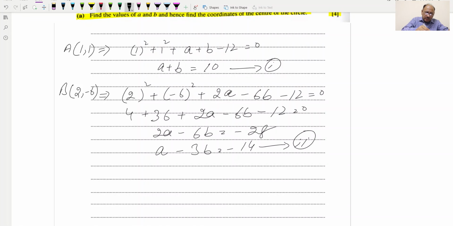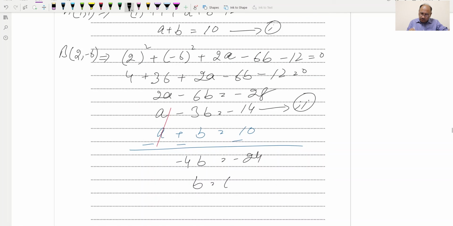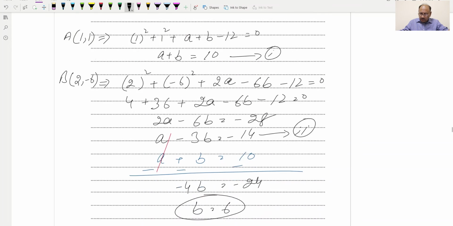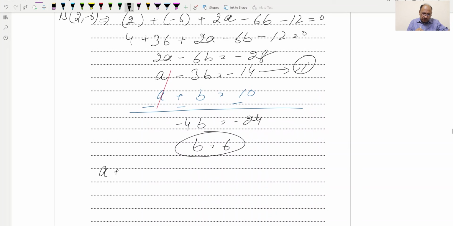We got these two equations which we can solve simultaneously. I'm writing the first equation over here, which is A plus B is equal to 10, and simultaneously we'll be solving. So change sign, and then the A will be cancelled, and we will be getting minus 4B is equal to minus 24, and this implies B is equal to 6. So B is equal to 6, which we can replace in any of the equations. I'm replacing in this one. A plus B is equal to 10, so A plus 6 is equal to 10. So A will be equal to 4, and this is our final answer.